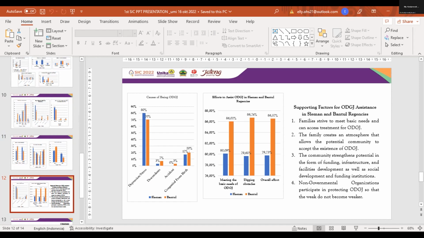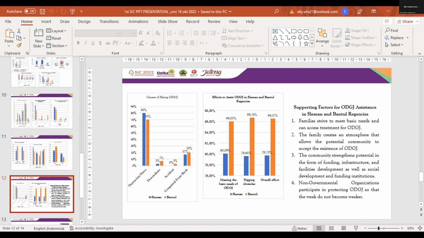And effort to assist ODGs in Sleman and Bantul regency. Meeting the basic needs of ODG, 86% in Bantul and 80% in Sleman. About digging obstacles, 86.74% in Bantul, and in Sleman 79.65%. About overall effort, 86.57 in Bantul and 79 in Sleman.